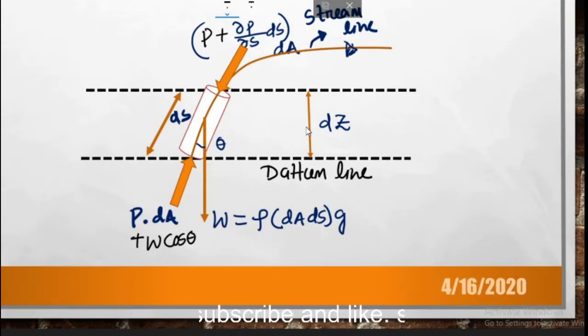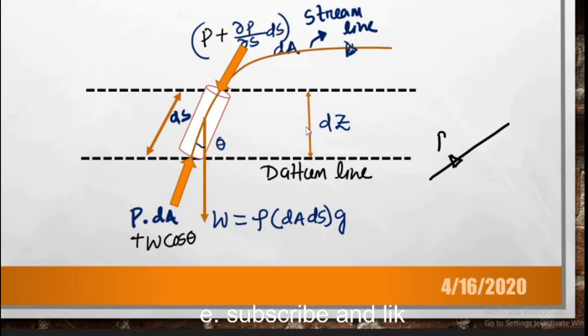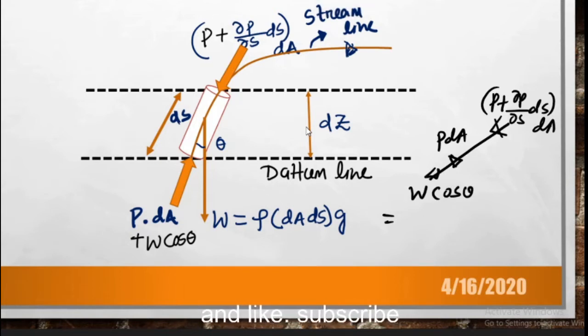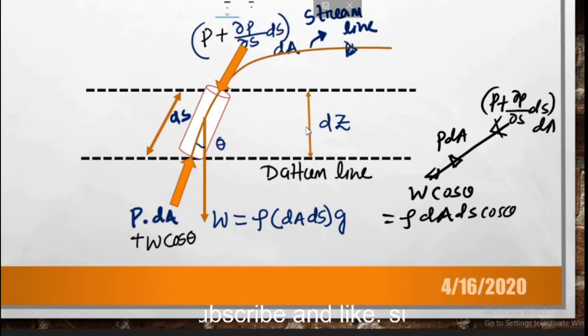Suppose this is my P dA, and I am taking this as the reference axis. Along this direction acts P into dA, and in this direction it acts P plus del P by del S into ds, into dA. Along the streamline the weight component acts, W cos theta, which can also be written as rho into dA into ds into cos theta. The fluid flow is in this direction, which I assume is my positive axis, and this fluid particle is moving with a velocity v.